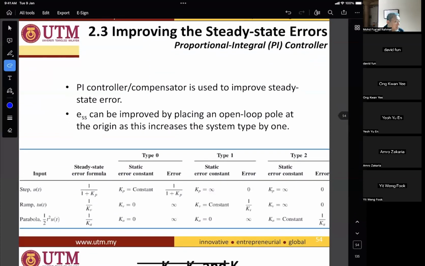Right, so we end the gain adjustment. Before we enter the PI controller, is there any question? Is there any question?